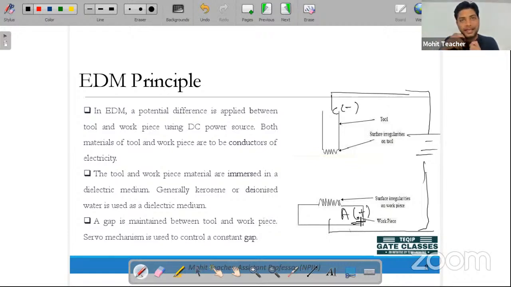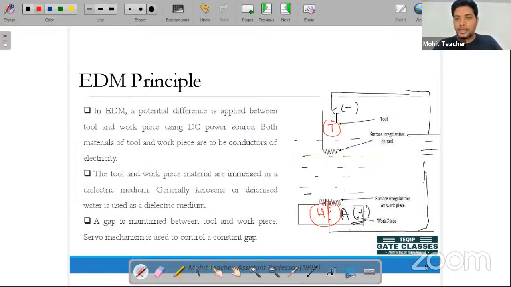Now, when we create the potential difference, what will happen? By the way, everything is happening in a dielectric medium only. Right now I'm just introducing the principle, that's why I'm not adding that. Just assume that there's a liquid in between. This is the tool, and this is the workpiece. In between the workpiece and the tool, the gap is drawn very large here, but actually it is very small. Don't think that it has to be kept that large, it's not like that.